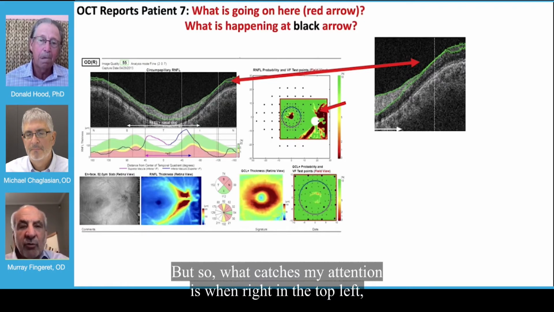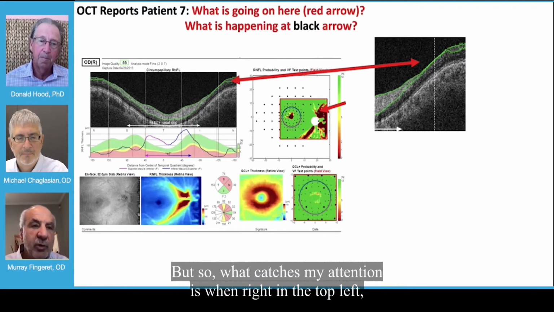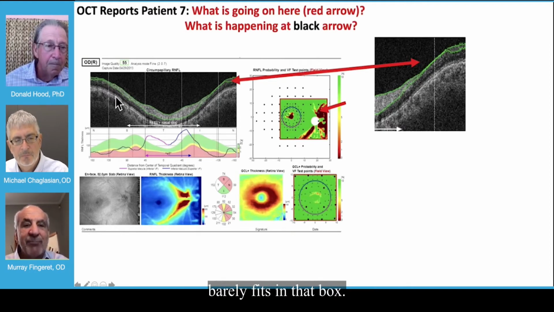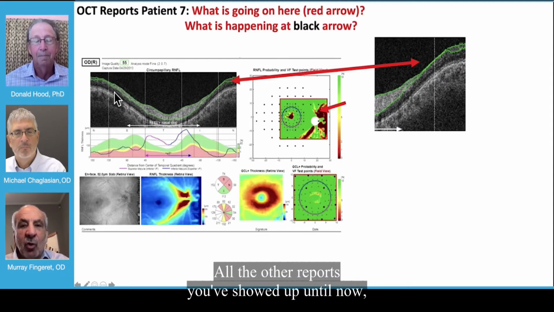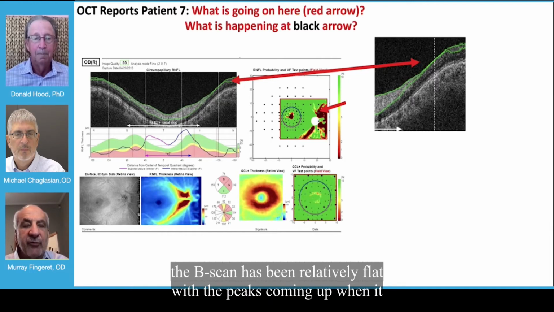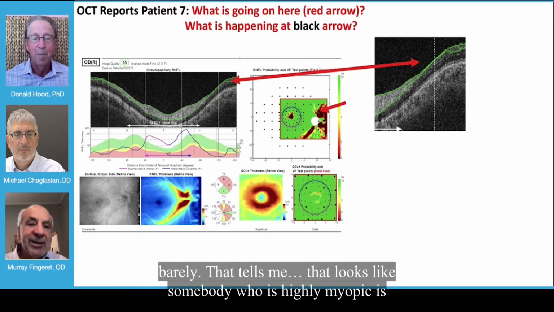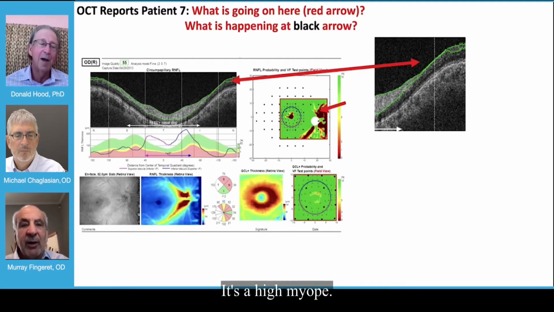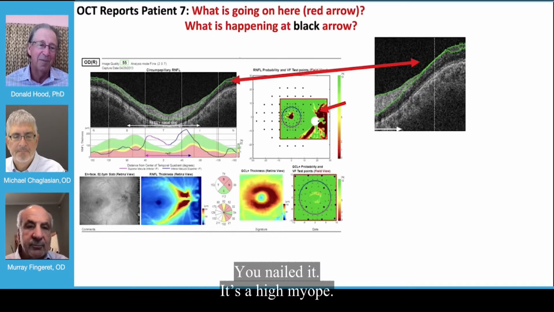Yeah. But what catches my attention is, right in the top left, when you look at the B scan, there's a certain curvature of the B scan where it barely fits in that box. And in all the other reports you've shown up until now, the B scan has been relatively flat with the peaks coming up. When it barely fits, that tells me, that looks like somebody who is highly myopic is the first thing I think about. May even be a type of tilted nerve going on. It's a high myope. You nailed it. It's a high myope. Yep.